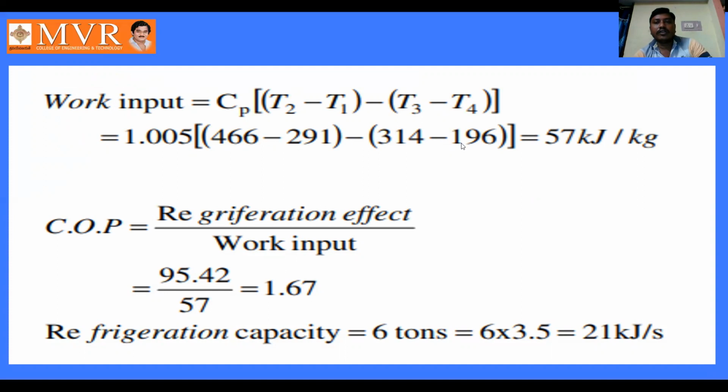And for T4 also, we already know how to calculate it using the expression. We have the expression T3 by T4 is equal to P3 by P4 whole power gamma minus 1 by gamma, for getting T4. By substituting the known values of T1, T2 and T3, we are going to get the T4 value.